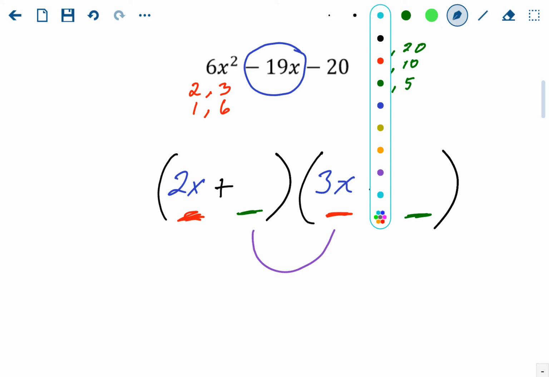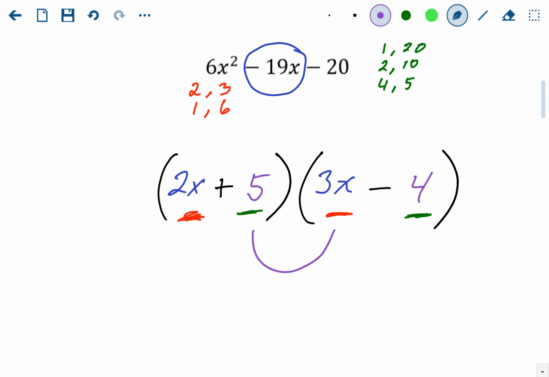Now the one thing we could try is, we did 4 and 5 and 2 and 10, we could flip them around and try 5 and 4, because that's going to give us a different answer. So we'll try that one. You get 15x on the inside, negative 8x on the outside. Combine those, you get 7x. All right, so we're kind of striking out here. Still not getting 19.